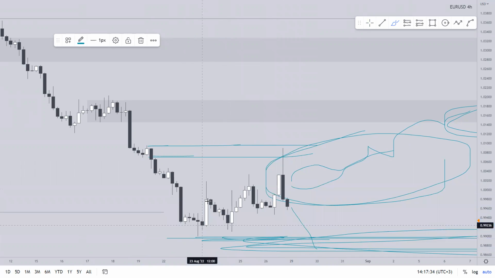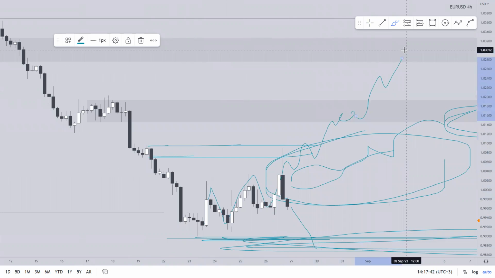If so, this structure is bullish on H1, I think, and if it will hold, we can take the price here, and then maybe here. But overall, very bearish on EU.